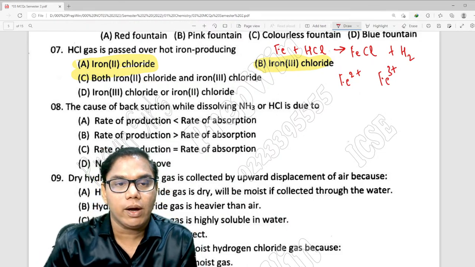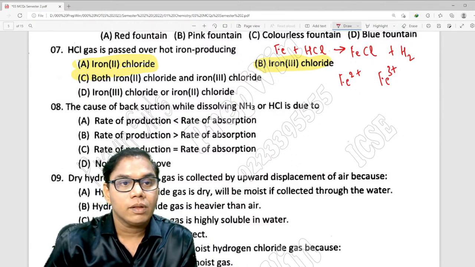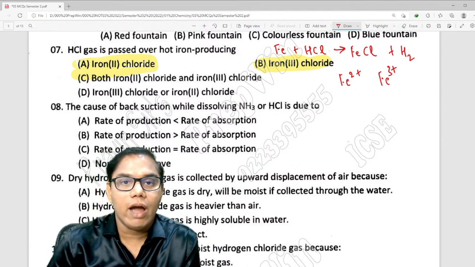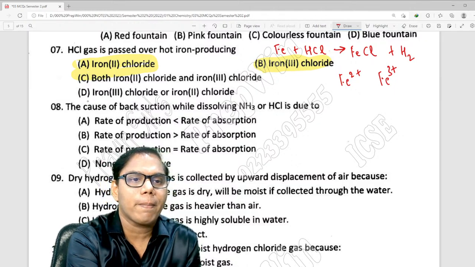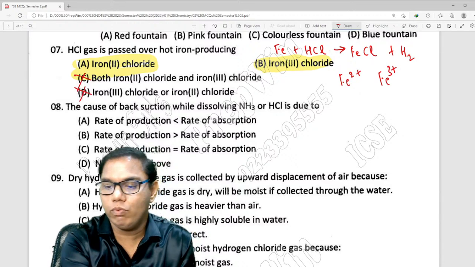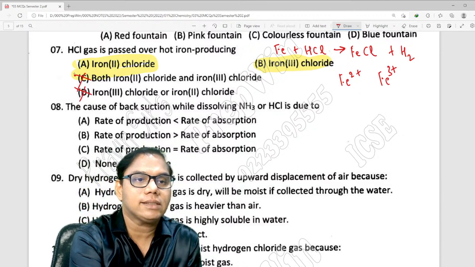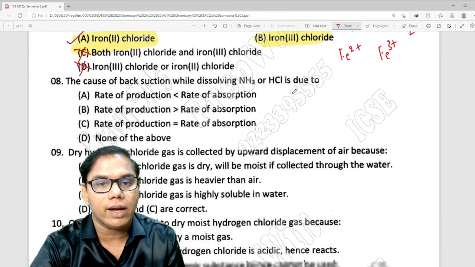Correct. So what is your answer? What is your take on this? Is the correct answer 2 or 3? A or B? Or C? A or A is not possible. A or C, which one? Yes, correct answer is A. Correct answer is A.